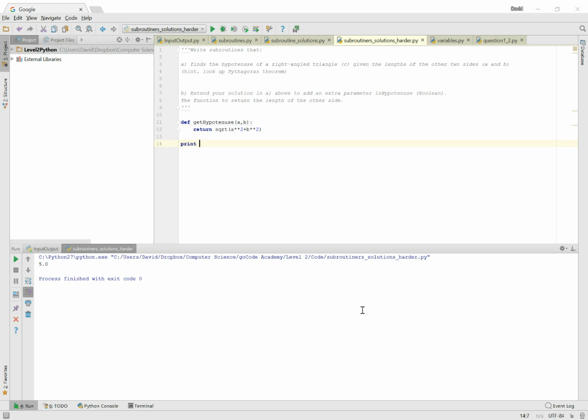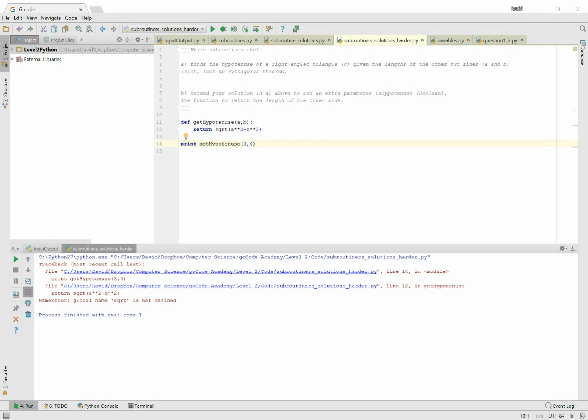And to test it, we're going to use a well-known triangle, a 3-4-5 triangle. So one length is 3, the other is 4, and the other one is 5. It's called a Pythagorean triple. And so we're going to print getHypotenuse 3 and 4, and we should get 5 as our result.